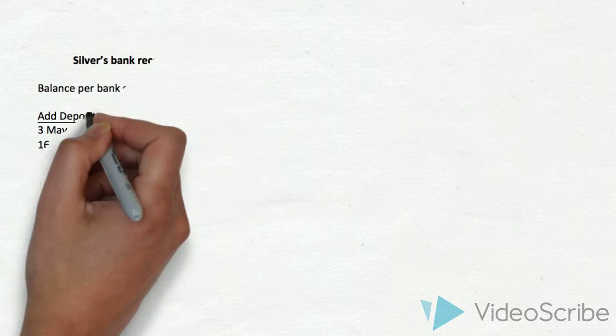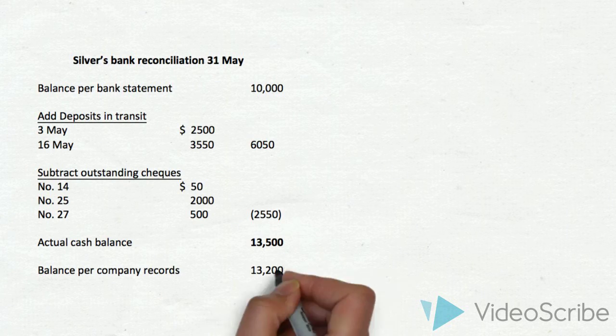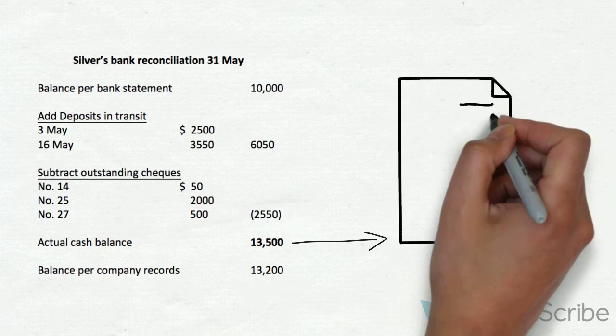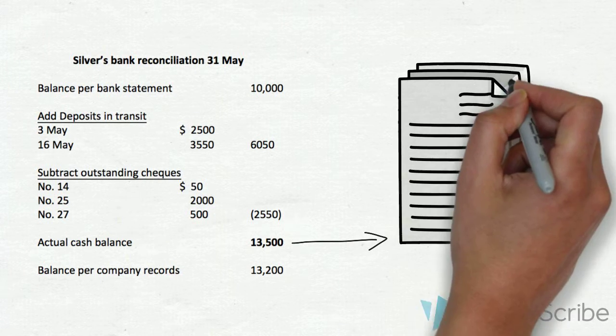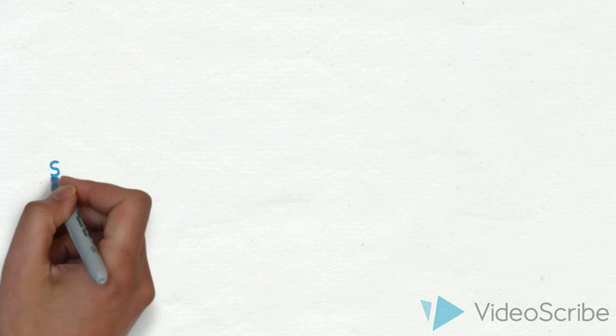So, for example, deposits in transit are added and outstanding checks are subtracted from the balance per bank statement to give the actual cash balance. Once all adjustments have been made, the adjusted bank balance should equal the cash balance to be reported on the statement of financial position.